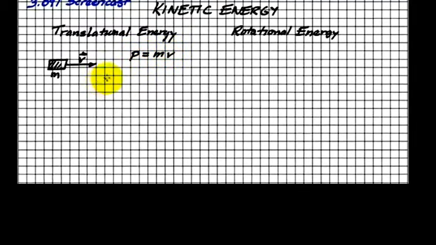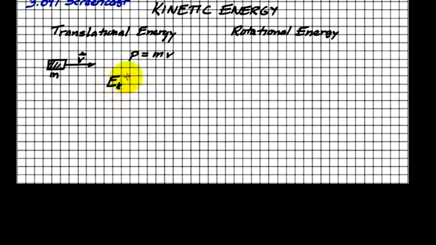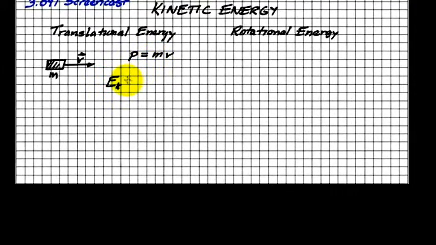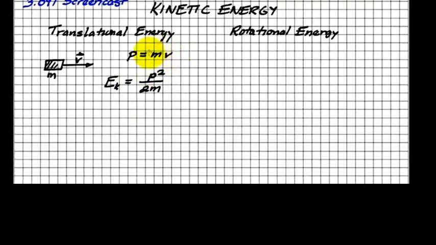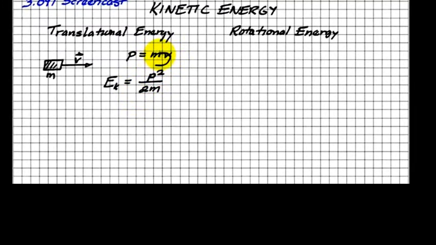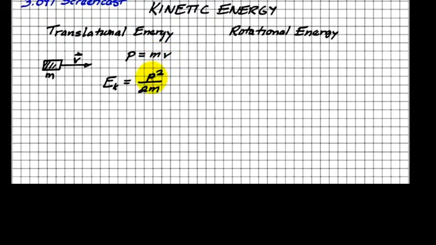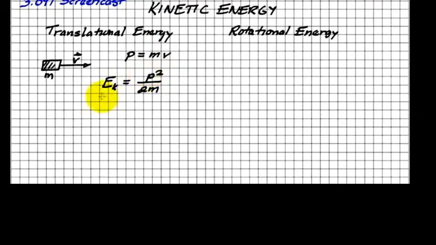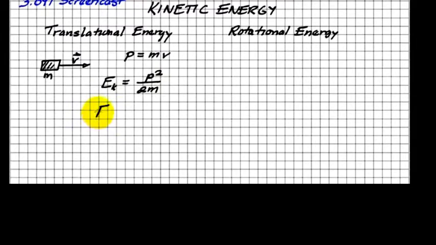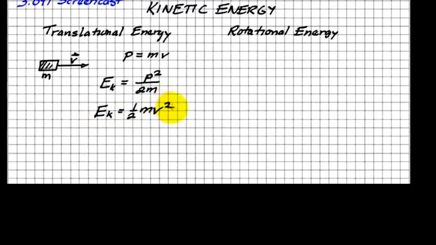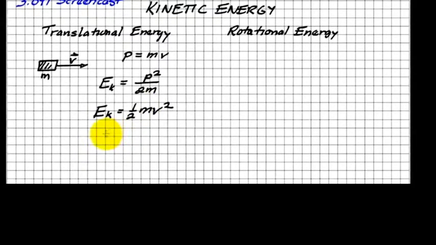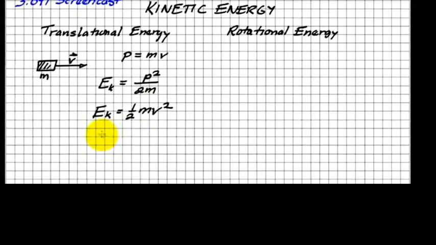velocity. Now, the kinetic energy is related to the momentum by the following equation. And if you substitute the mass times the velocity into this expression, you'll get the more familiar form of this, which is 1/2 mv squared. And the units are what you might expect.